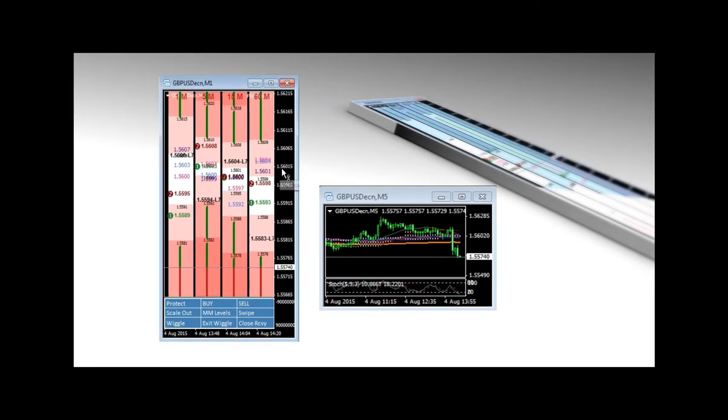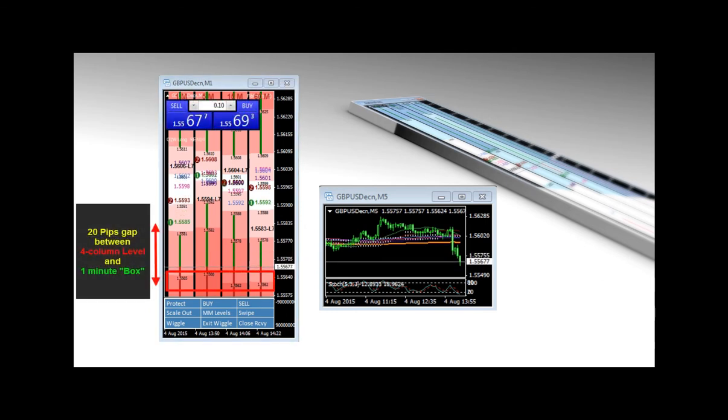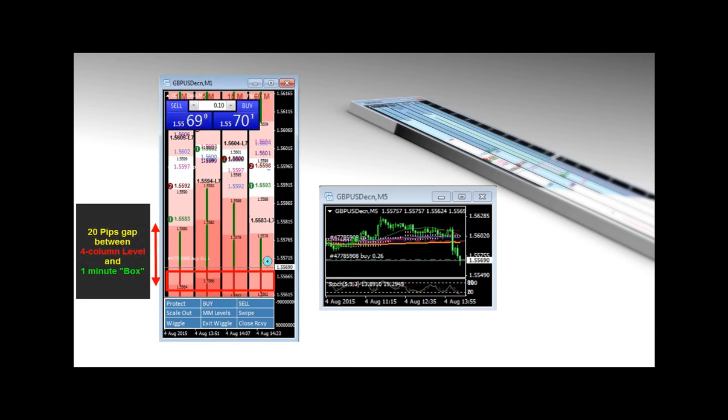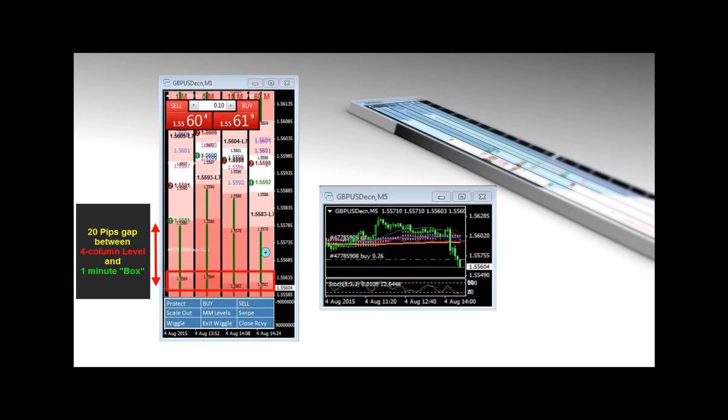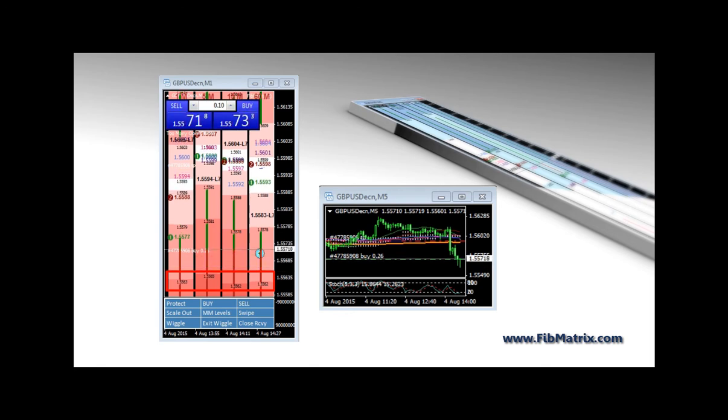Hey traders, for this next example on price action along the grids, I want to show you a pound dollar grid. Notice this 4-column roadblock down below here, and there's actually 20 pips of gap between that column and the 1 minute green box at 83 there. So that's what you look for in this type of a trade, a multi-time frame level, and you can see right now how price is trying to batter through that level but can't seem to get below it.